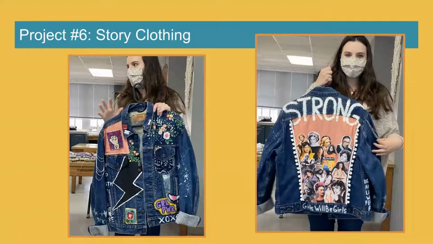I'd like to show you the fourth project for my fiber students last spring, and that was story clothing, where they finished the story they'd been telling all semester with a piece of clothing. This student's topic had been feminism, and she chose to hone in on strong females on the back of her jacket and symbolism on the front representing that.